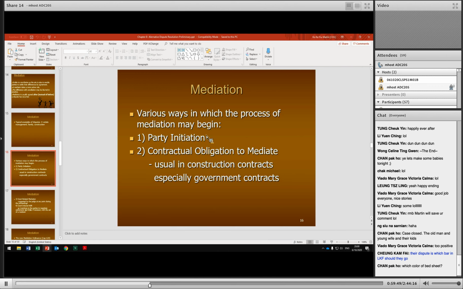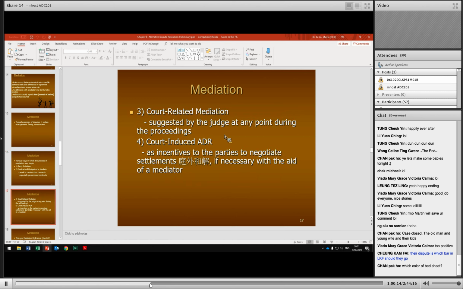So there are various ways in which the process of mediation may begin. Either it may be initiated by the party, or there's a contractual obligation. Sometimes, especially in some government contracts and construction contracts, there's a mediation clause. If there's a mediation clause, when they have a dispute, they have to use mediation to resolve it. Obviously, it may also be court related. Sometimes the parties are advised by the court, at any point during the proceeding, because the court thinks that the dispute is very trivial. It's not a very big business, and for example, it only involves a very small sum of money. So the court thinks it will be more preferable for the parties to use mediation to resolve the dispute.